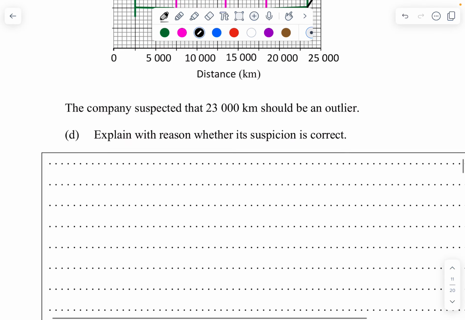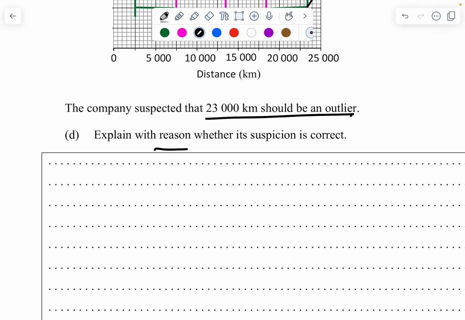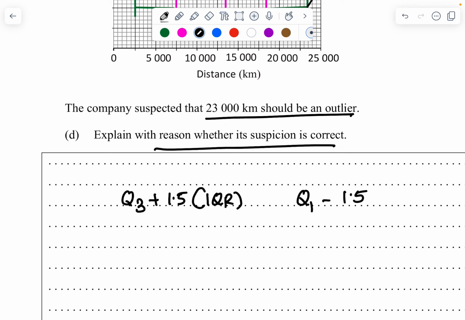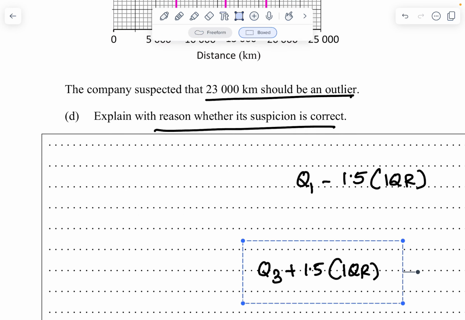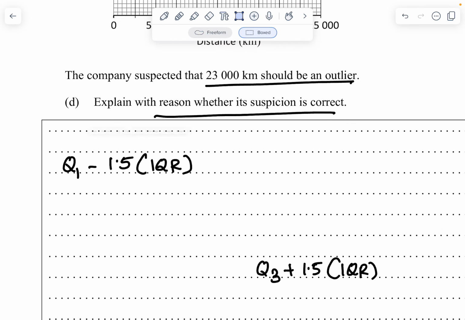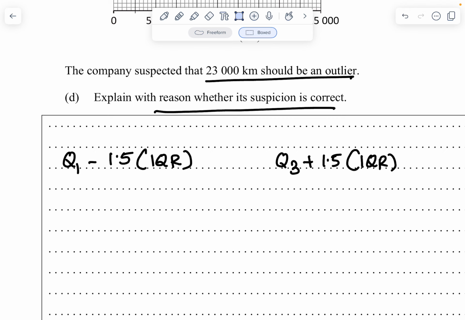The company suggested that 23,000 is an outlier. Explain a reason whether this is an outlier. For an outlier, it should be Q3 plus 1.5 times the IQR or Q1 minus 1.5 times the IQR. Anything less than this one or more than this one is called an outlier.